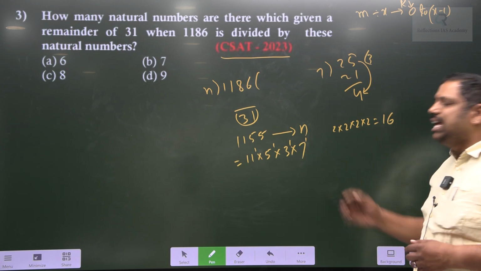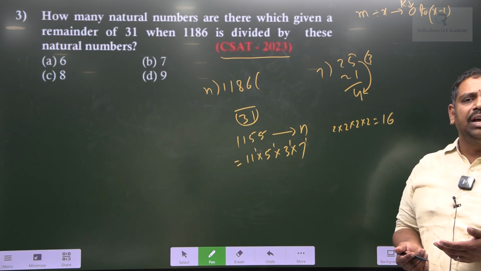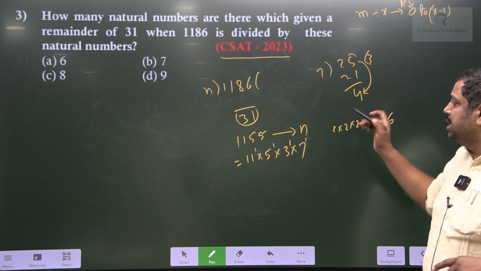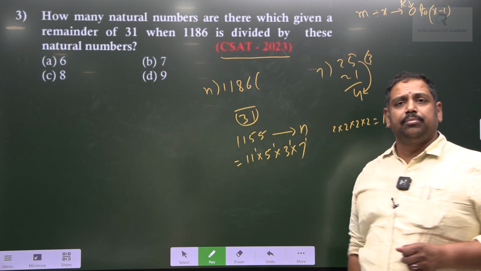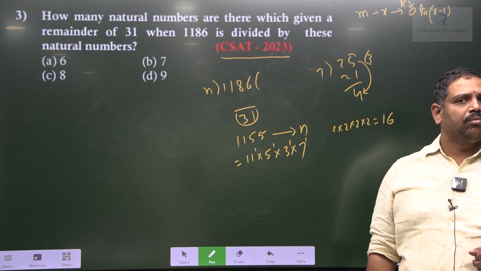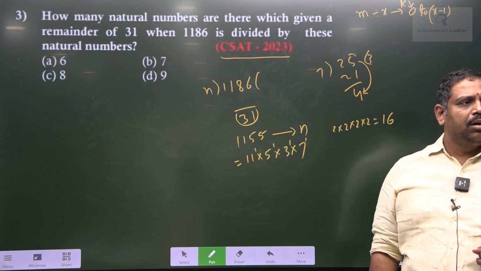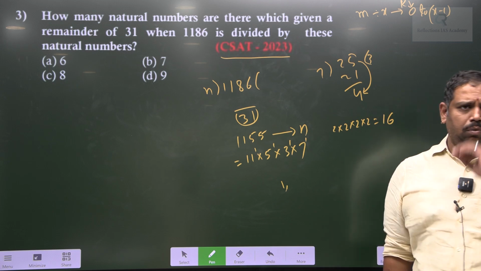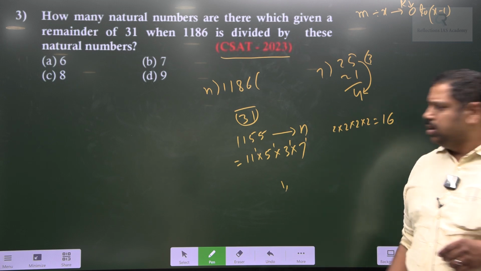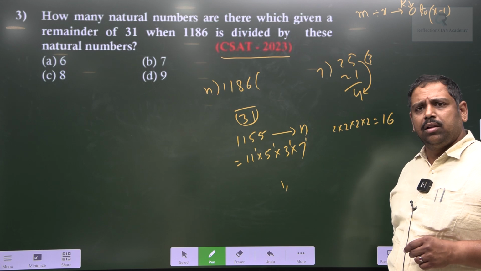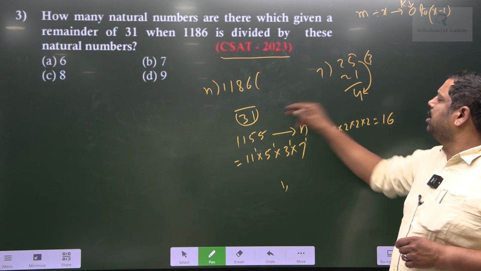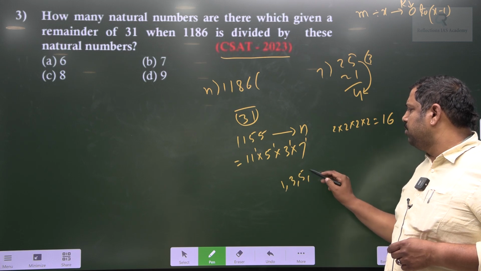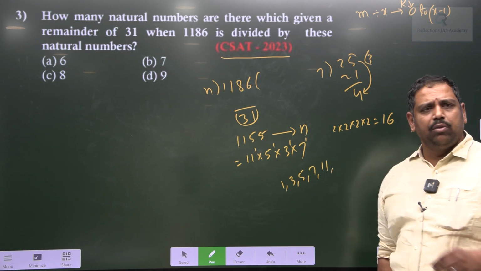So I have to leave some factors. Yes or no? Because this divisor should be more than 31. The divisor should be more than 31. So the 1 I have to leave. These 4 numbers are factors, right? Are these 4 numbers more than 31 or less than 31? Less, sir. Okay, means I have to leave 3, 5, 7 and 11. Yes or no?